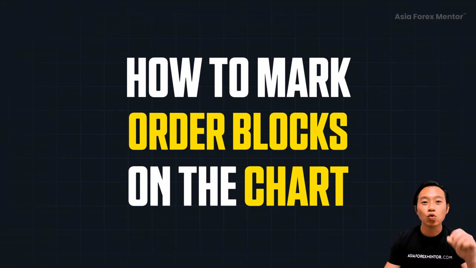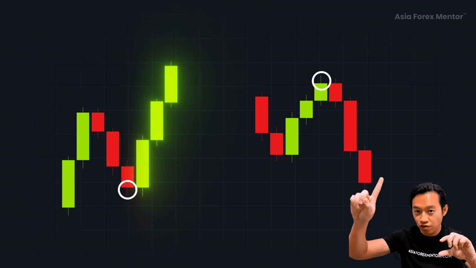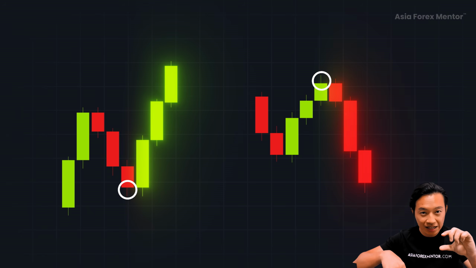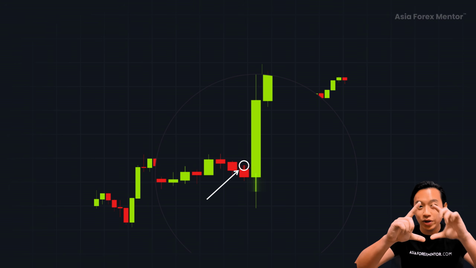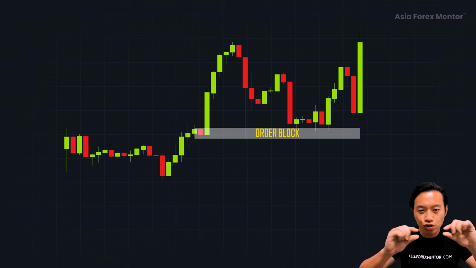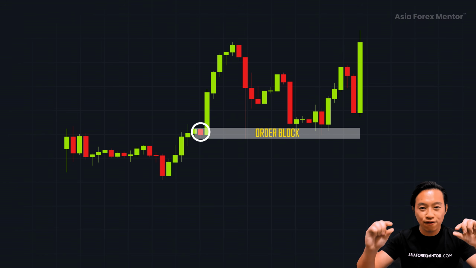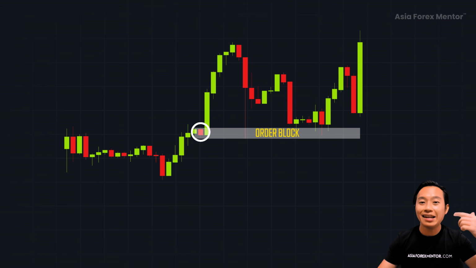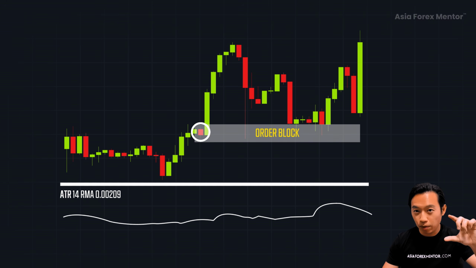Next, how to mark order blocks on the chart. We can use the normal bar way, right? Use the last candle before the sharp move upwards or downwards, right? But if the subsequent candle has wicks, we can adjust for the wicks, right? And the third way is when the candle is so small, we will still use it. But in order for us to prevent false breakouts, we will add the ATR indicator to expand the order block zone.